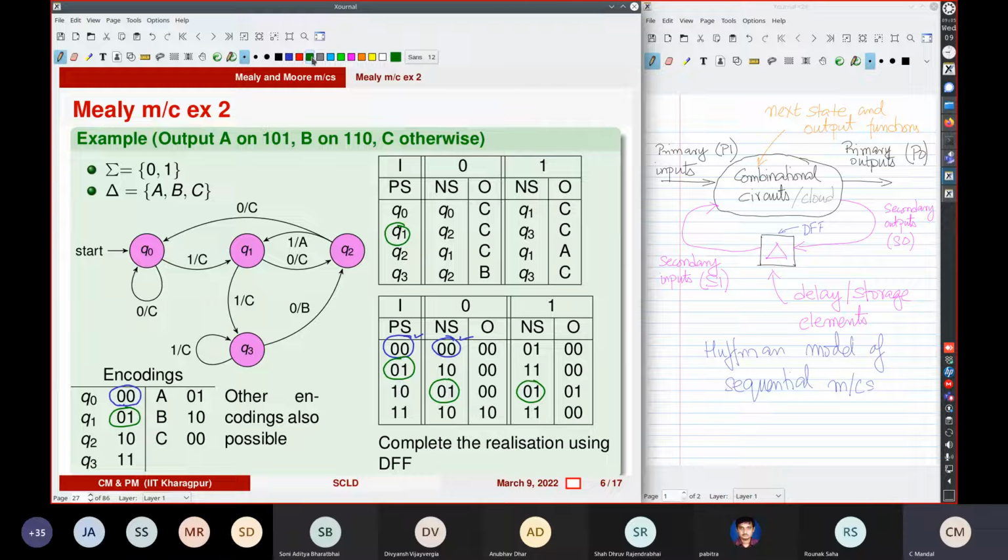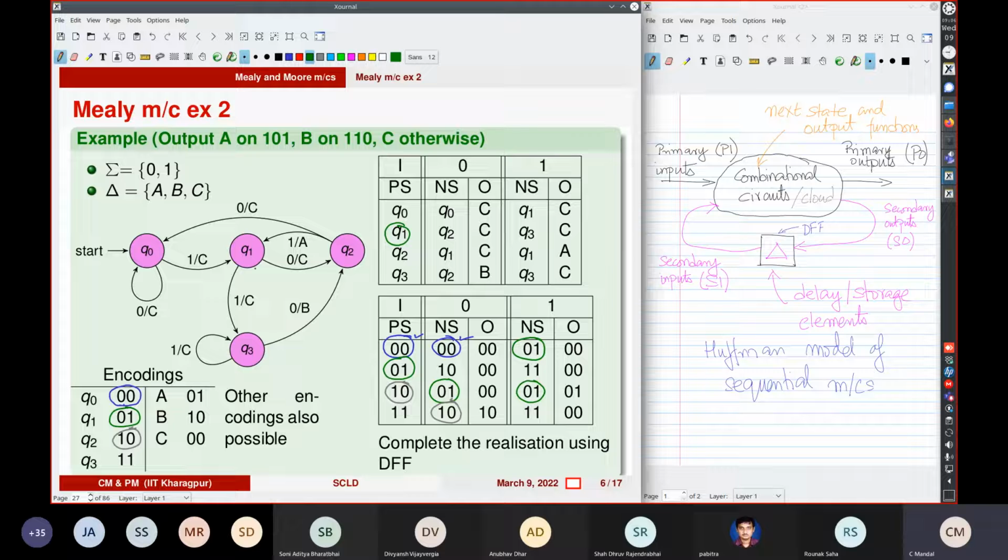Q2 is 1, 0, so let's choose a different ink there. So this is 1, 0 for Q2. I've got Q2 here, this is 1, 0. No Q2 here. Oh, sorry, I should have. What about Q1? So Q1 was green, right? So Q1 is 0, 1. Yeah, so this is 0, 1.